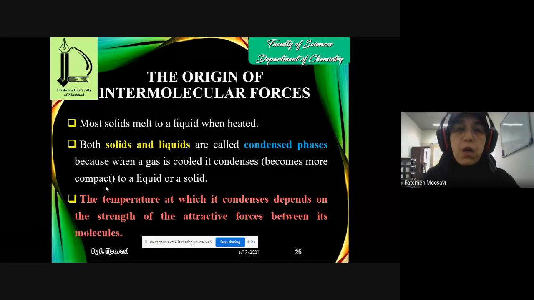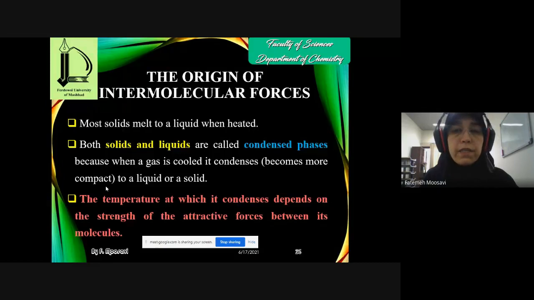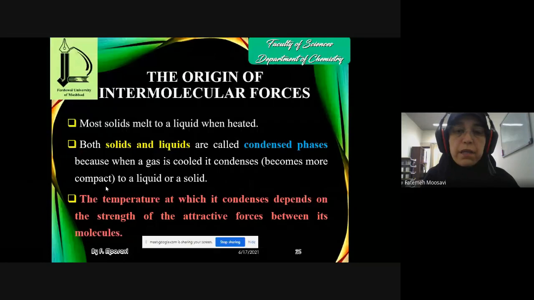Most solids melt to a liquid when heated. Both solids and liquids are called condensed phases, because when a gas is cooled, it condenses. It means that it becomes more compact, turning into a liquid or a solid. The temperature at which it condenses depends on the strength of the attractive forces between its molecules.